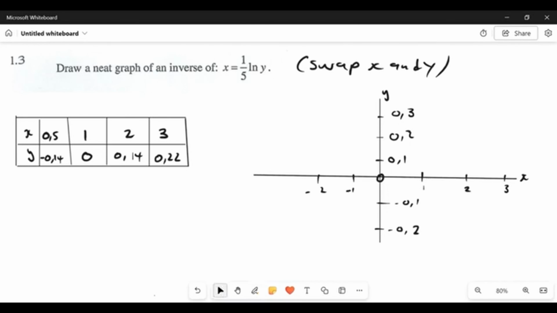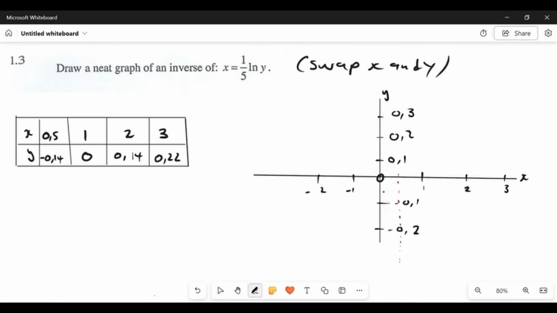Now let's look at the first point. The first point says when x is 0,5, y is negative 0,14. So 0,5 for x obviously is going to be between 0 and 1. So it's in the middle. It's half of 1. So it's going to be there. So you take your ruler, you draw a line that is going downwards like that. There we go.